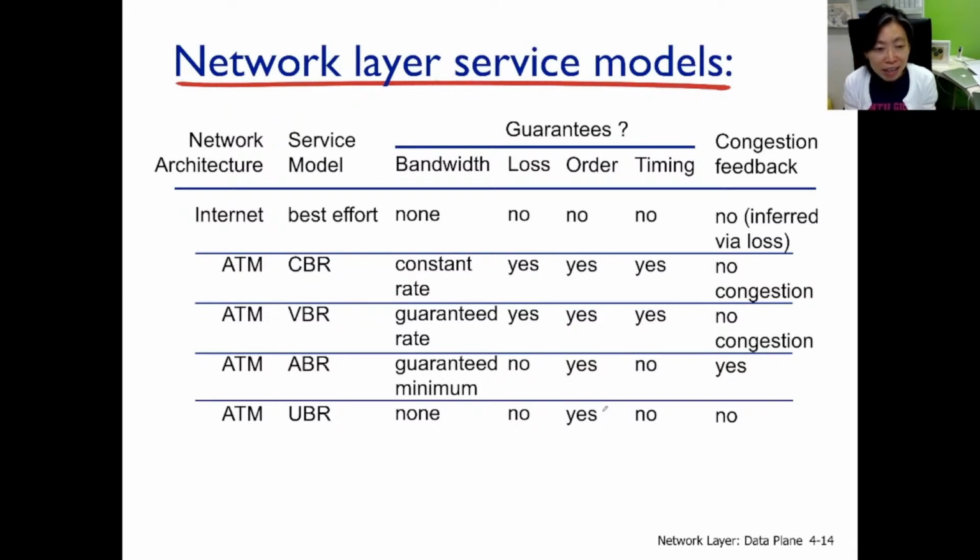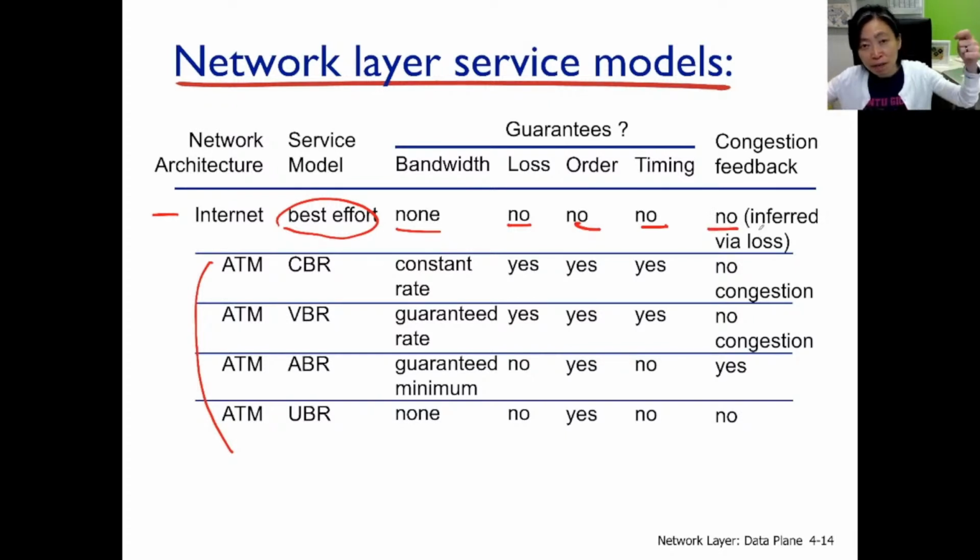Now what I'm listing here are the five service models that have been implemented and used, at least for some time in ATM's case, and continue to be used today on the internet as well. So the internet service is best effort. Essentially, it's not guaranteeing anything, no guarantee at all, and it's not giving congestion feedback from the network layer. It's in fact being inferred from the transport layer, between the TCP sender and receiver.